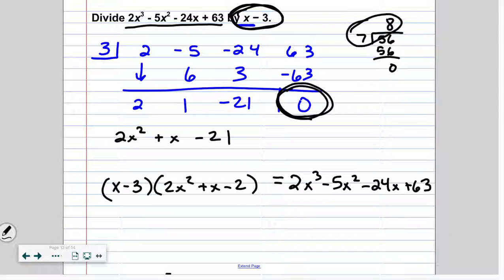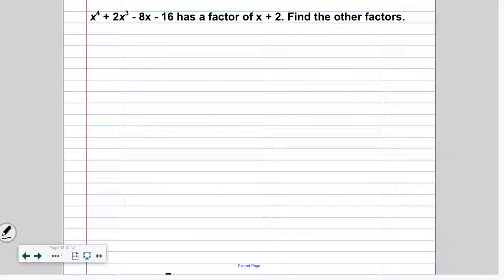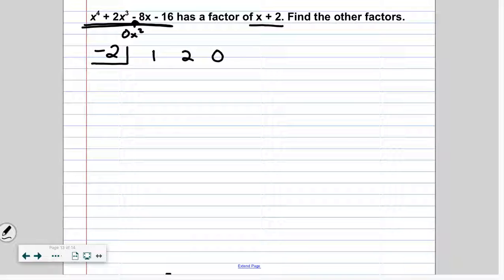All right? The type of problems you'll get with that is you'll say, okay, x to the fourth plus 2x cubed minus 8x minus 16 has a factor of x plus 2. Find the other factors. So we just use synthetic with this. Since it's x plus 2, we do negative 2. Here we take the coefficients from here: 1, 2. Oh, look, there's no x squareds. 0, negative 8, and negative 16, and we'd use synthetic division.